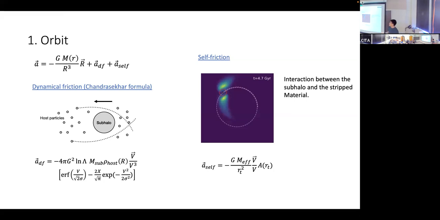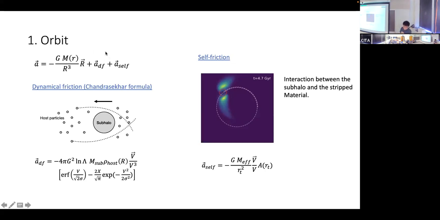The dynamical friction effect is that when a massive subhalo passes through the host particles, the host particles will be bent by the gravitational potential of the subhalo and accumulate behind the subhalo. Then it will produce a net drag force on the subhalo, which will slow down the subhalo. That makes the subhalo gradually sink to the center of the host.